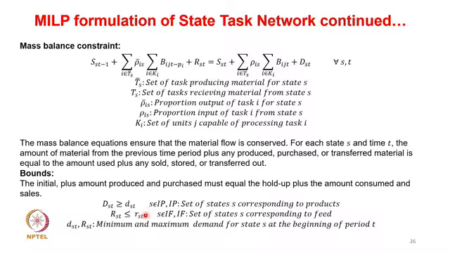So, DST should not be greater than small dST, and RST should be less than or equal to small rST, where dST and capital RST are the minimum and maximum demand for the state at the beginning of the period T. So, it should not violate the demand constraints.